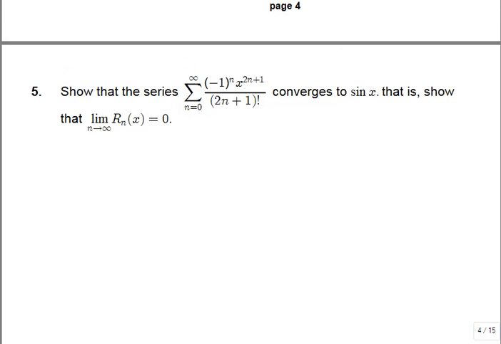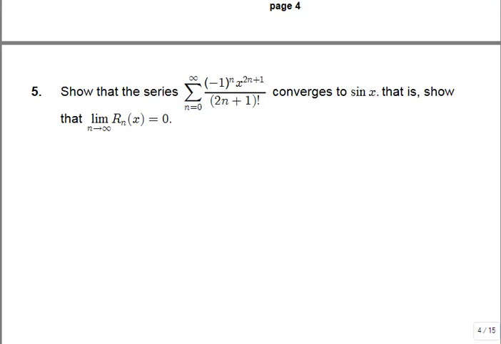So let's do an example here. Let's show that this series right here converges to sine of x. That is, we're going to show that the limit of the remainder goes to 0. Okay? So what we want to do here first is use the Taylor series that we just came up with. We already derived a Taylor series for the sine of x function.